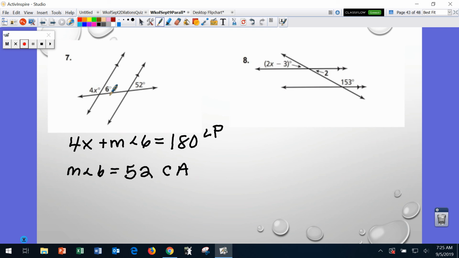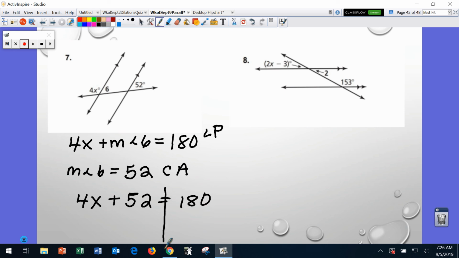This angle is on the left of the parallel lines, and so is this. It's on the right of the parallel line, and so is this one. All right, so now that I know the measure of angle 6, I can substitute it into here, and I can solve for x. So here I get 4x plus 52 equals 180.